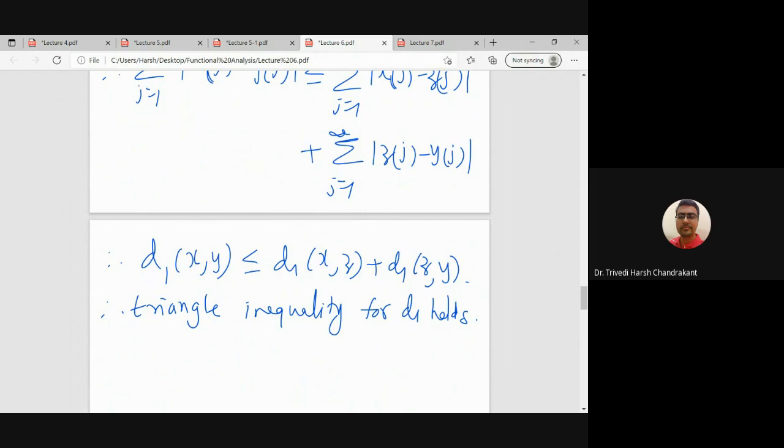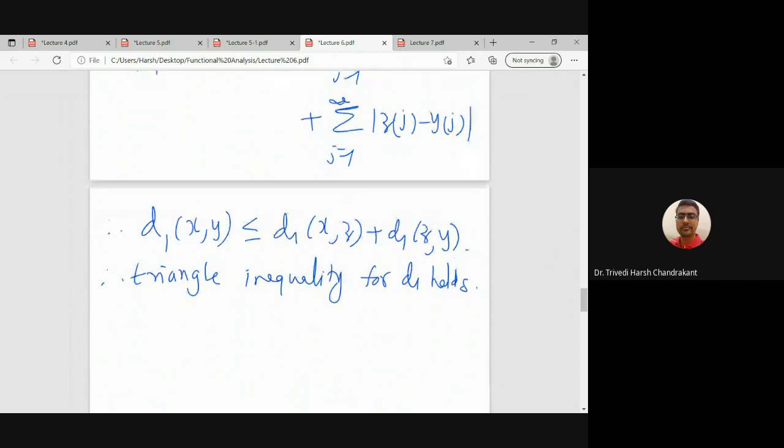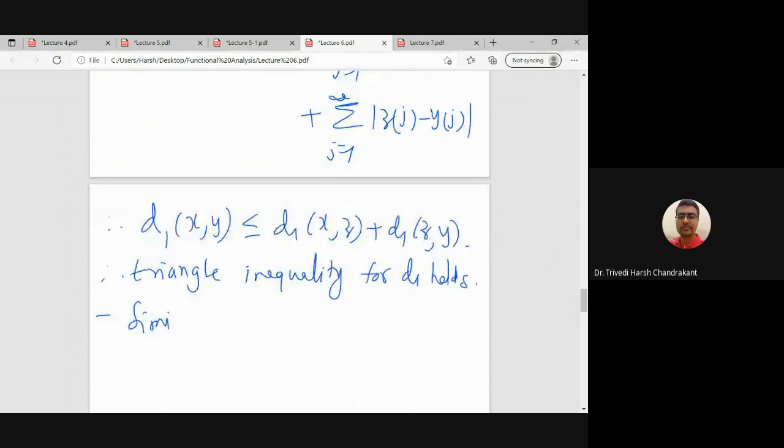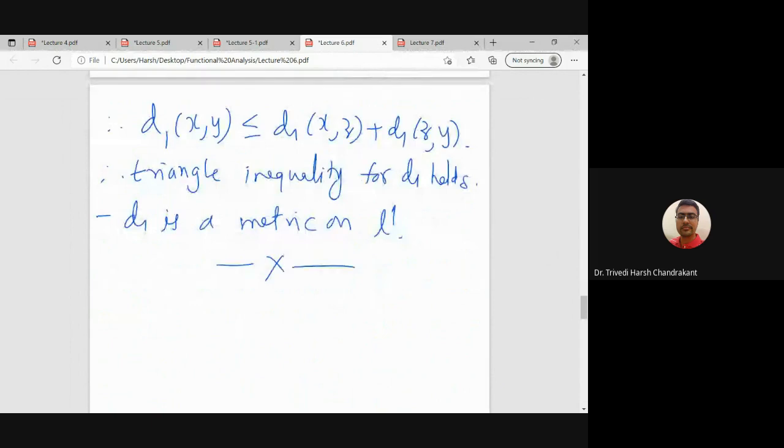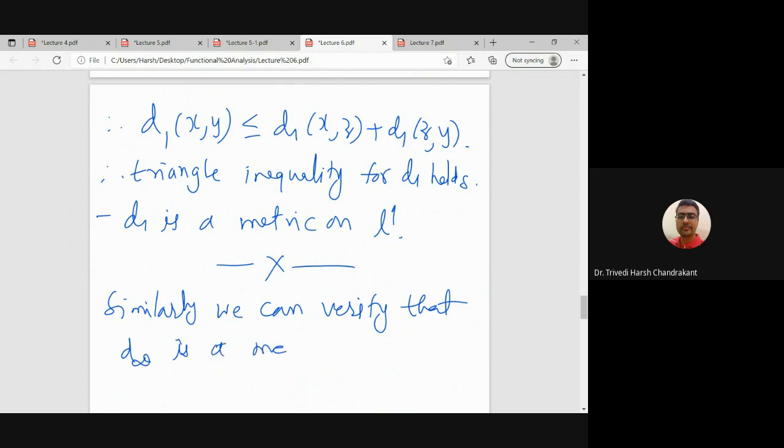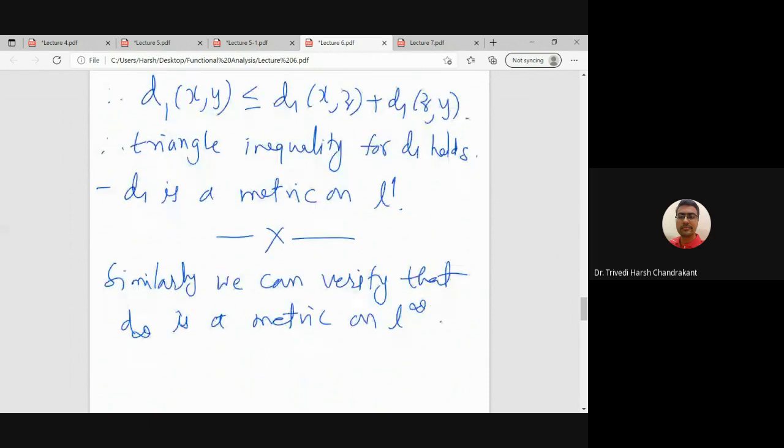So similarly, finally, what we have verified is that d1 is a metric on L1. Similarly, we can check that d infinity is a metric on L infinity. Some of the things I'm saying, similarly we can verify.